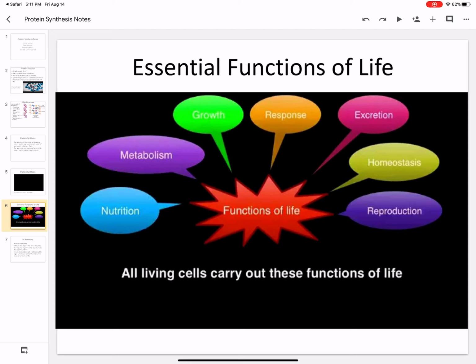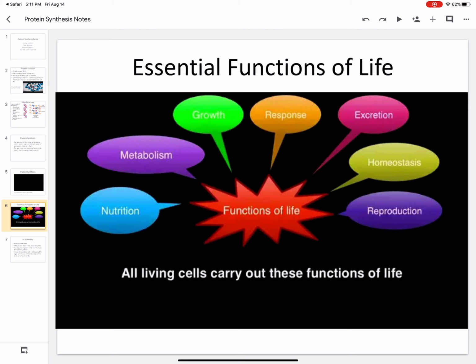It has to be able to respond to a stimulus in its environment. It excretes waste. And homeostasis helps maintain a constant equilibrium inside of the cell. And it must be able to reproduce. If you're thinking about a flame, for example, there's a lot of things that a flame does. But if the flame doesn't do all of these things, then it's not considered to be alive.